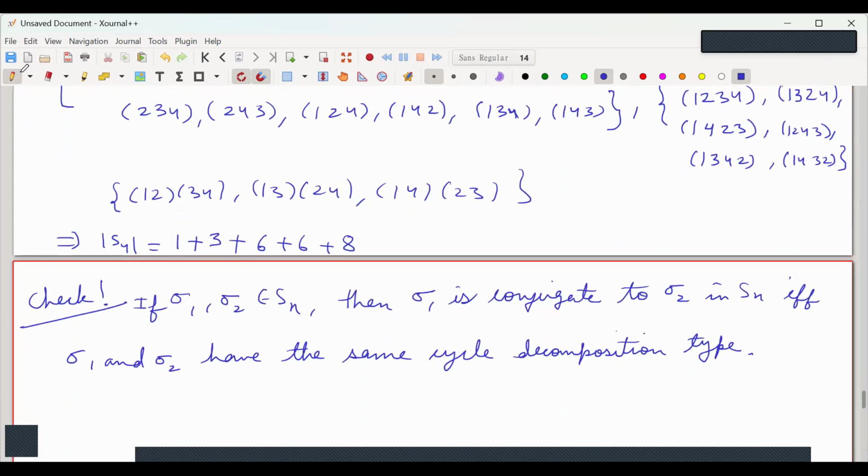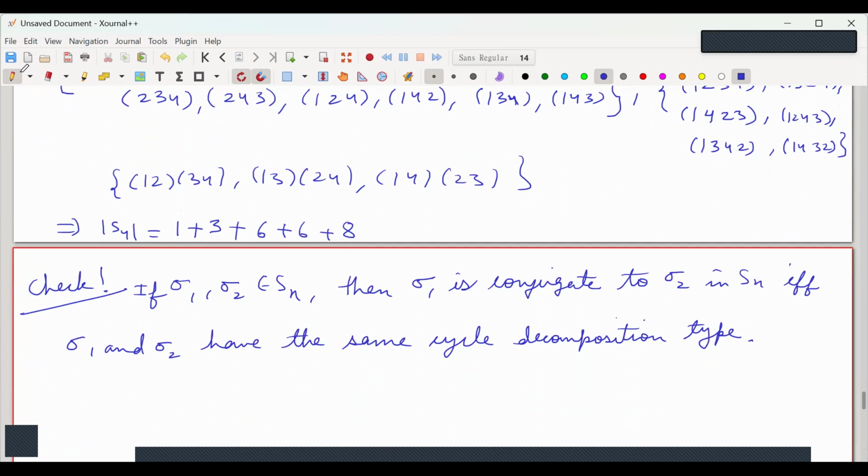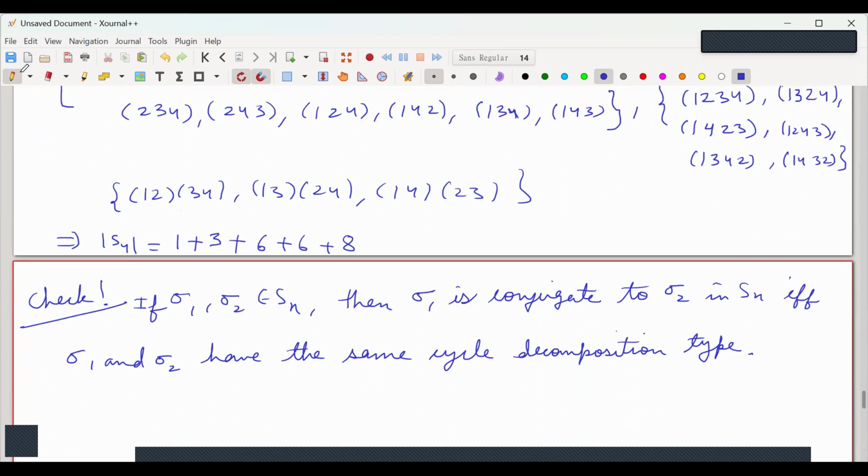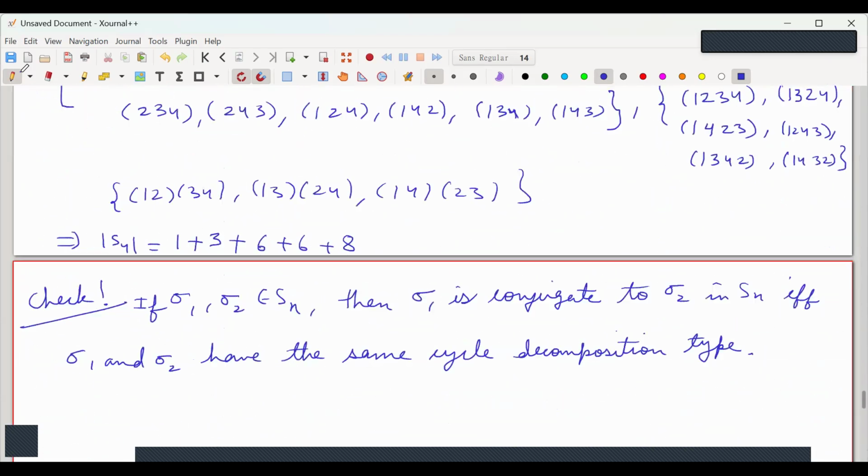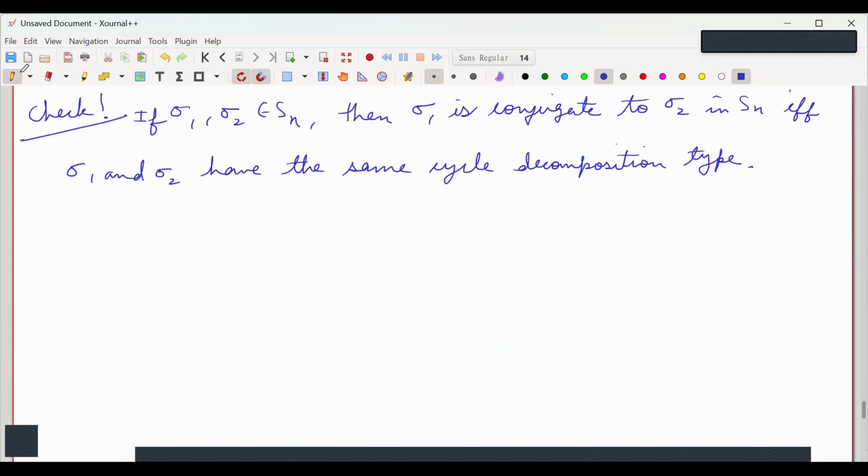Now you can see what the class equation is for S5 and S6. You just need to see what the possible cycle types are and how many elements correspond to each cycle type. Okay. So I think with this, we can stop the session. If you have any doubt, then you can ask.